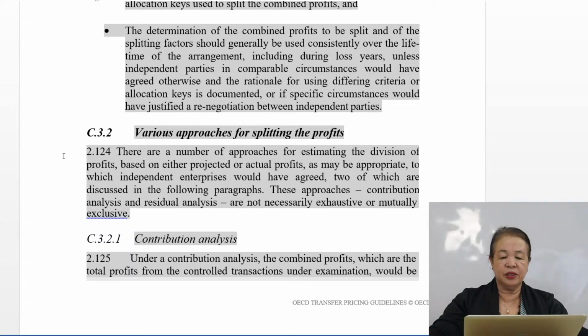There are a number of approaches for estimating the division of profits based on either projected or actual profits as may be appropriate, to which independent enterprises would have agreed, two of which are discussed in the following paragraphs, no? Yung dalawang method on how to split the profit, no? Or approaches. These approaches, contribution analysis and residual analysis, are not necessarily exhaustive or mutually exclusive. Pwedeng meron pang ibang approach. Okay, so let's start with the contribution analysis.